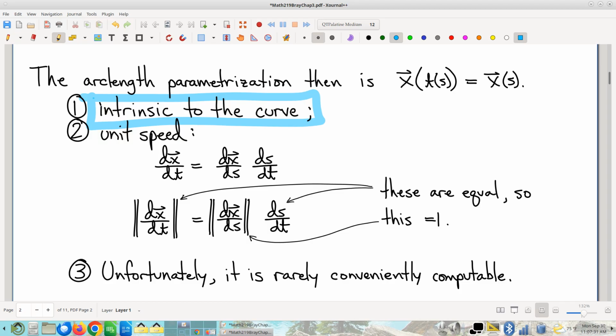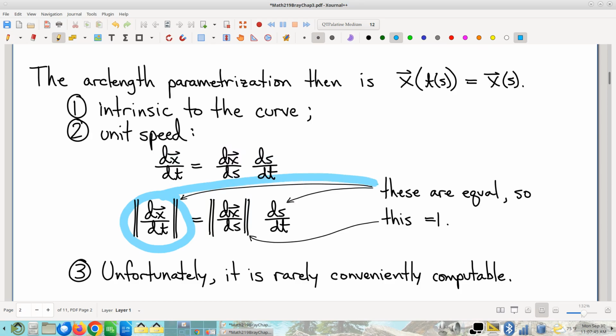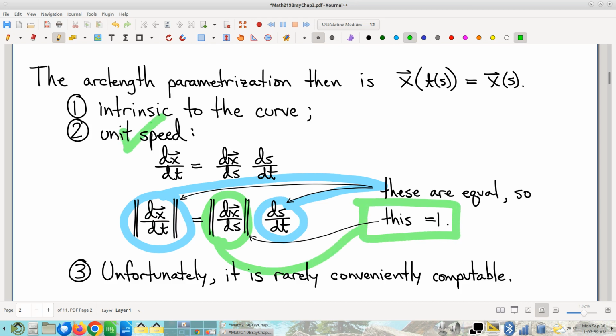The other thing is it is unit speed. If you look at the chain rule applied to this situation and take the magnitude of both sides, that says the magnitude of your velocity, which is your speed, equals distance per unit time, which is also your speed. So those two things are the same, and therefore it's unit speed. When you're looking at position as a function of S, the arc length parameterization, that's a unit speed parameterization. That's kind of cool, too.